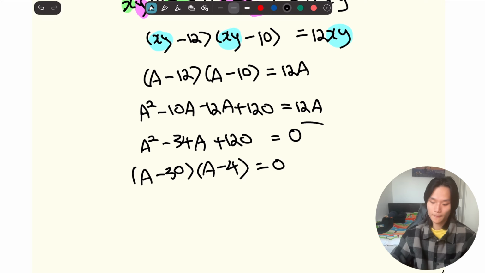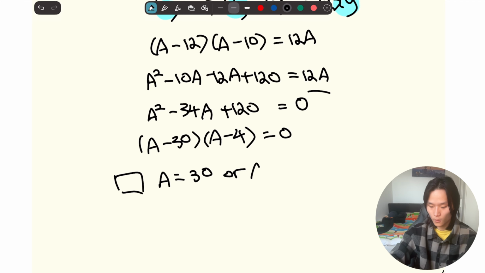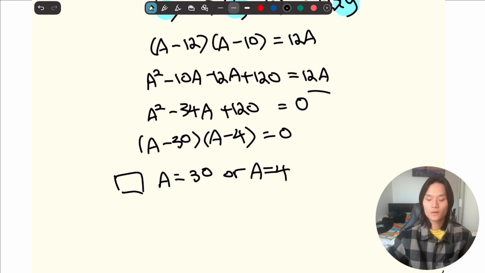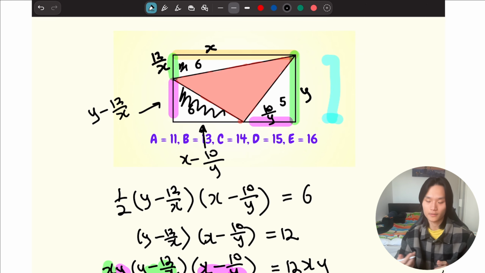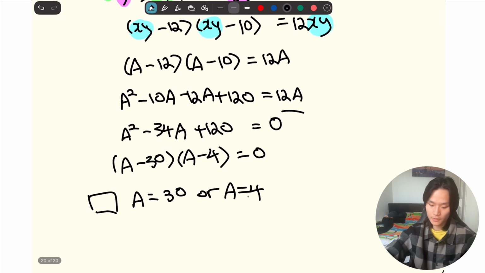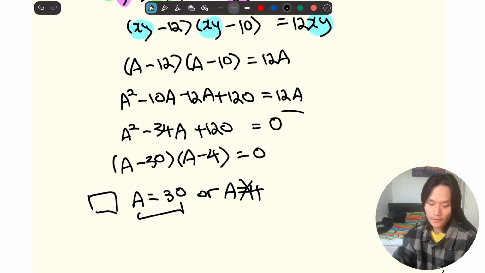So that means the area of the rectangle A is either 30 or 4. Well, it cannot be 4 because some of the triangles have area greater than 4. So it's not 4, and that means the area of the rectangle is 30.